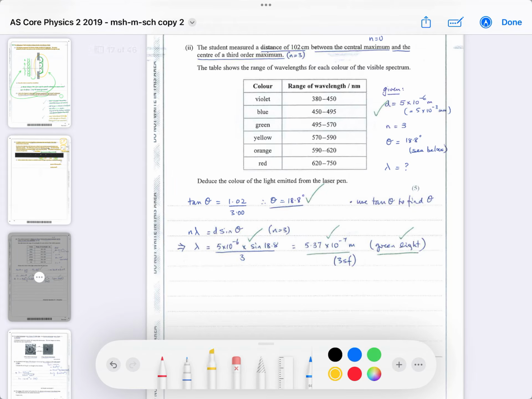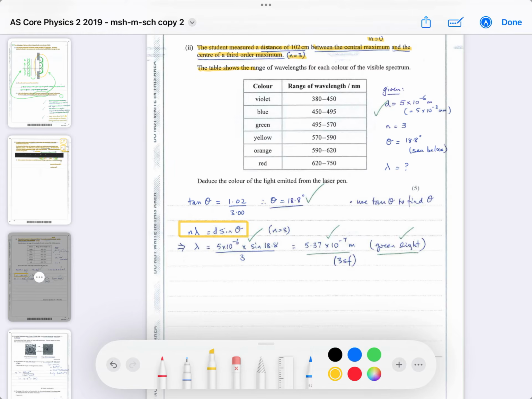There you go. It says the student measured a distance of 1.02 meters, 102 centimeters, between the central maximum, which is n equals 0, and the center of the third order maximum, which is where n equals 3 in the equation, which is n lambda equals d sine theta. That's n in this equation. Little d we've already talked about, lambda is the wavelength, and sine theta is the angle it makes from the center.